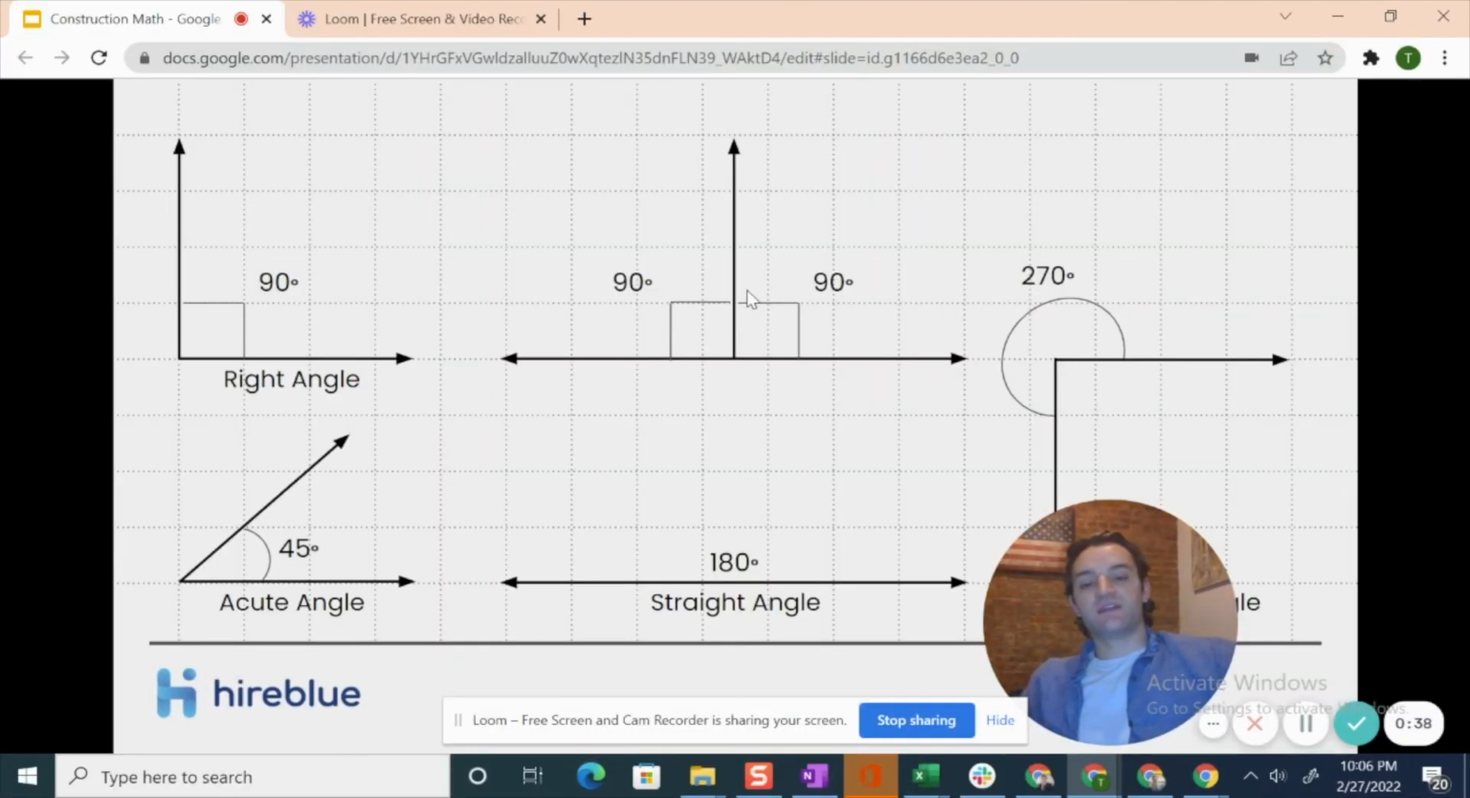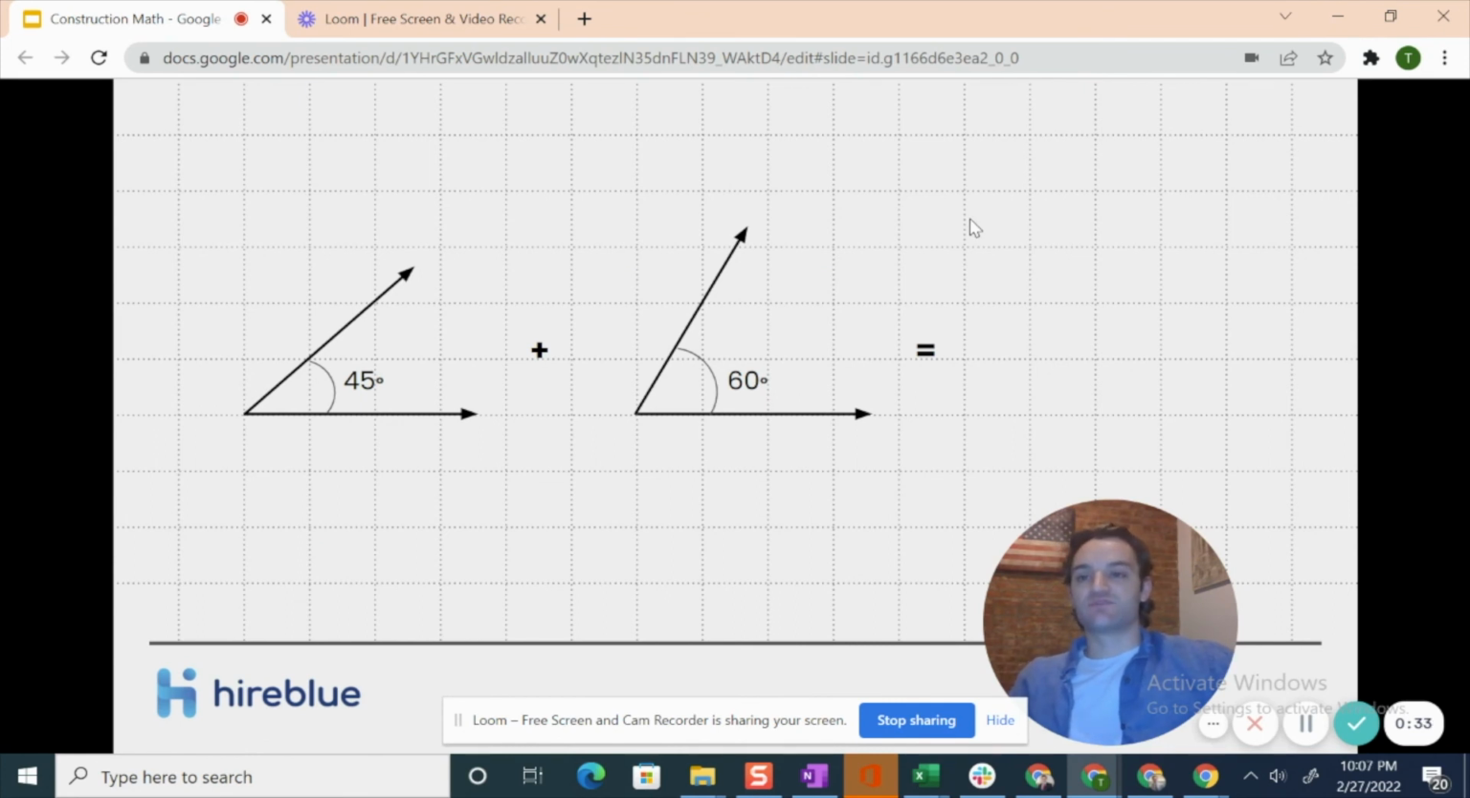So similar to the 90 plus 90 degree angle example I just showed, you can add, subtract, and divide angles as well, just like you would for any normal mathematical formula. So in the example here, we have a 45-degree angle plus a 60-degree angle. All we're going to do there is add 45 and 60 together to get 105 degrees. So this is just an example of taking two acute angles, 45 degrees and 60 degrees, adding them to form an obtuse angle, or an angle that's greater than 90 degrees.